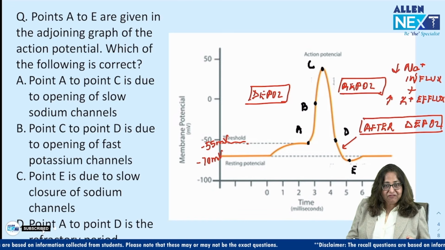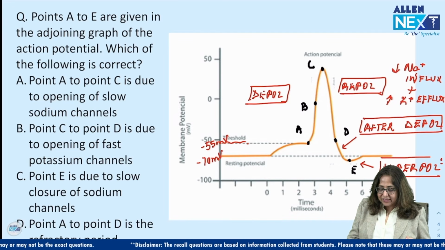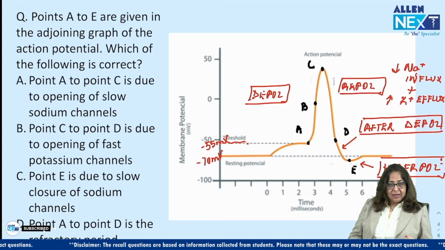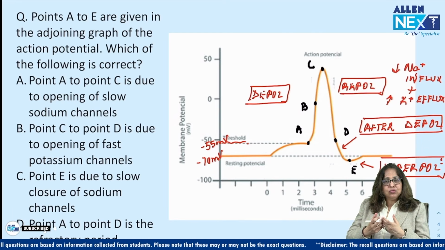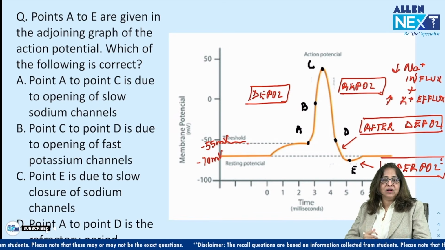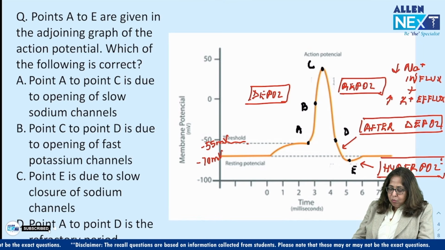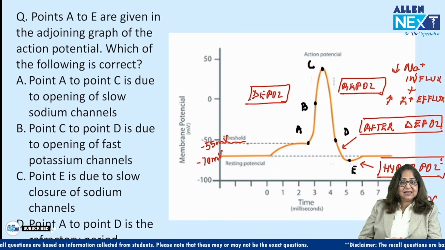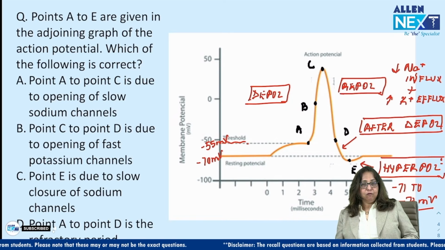Then where you have point E, this is the hyperpolarization phase, which is due to a slow closure of the potassium channels. Potassium channels are slow to open, slow to close, and since there is a slow closure, there is more potassium efflux. Potassium continues to move out of the cell, and in the hyperpolarization phase, the potential is 1 to 2 millivolts more negative than the resting membrane potential. It is at minus 71 to minus 72 millivolts.